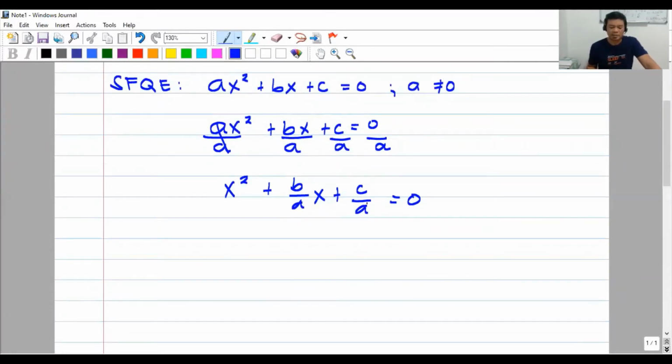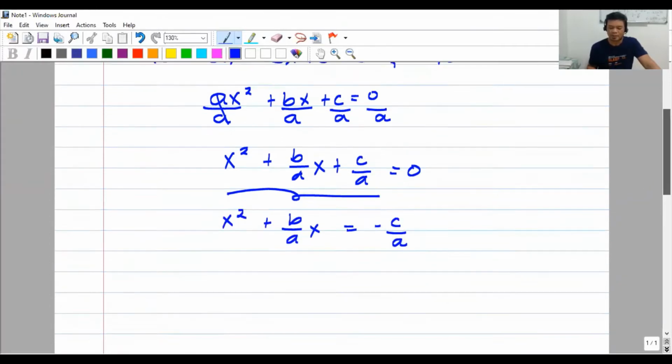Our last term, we assume, is not a perfect square and does not make this a perfect square trinomial. So we eliminate it by moving it to the other side of the equation. In doing so, we have to change the sign of our constant term. So we have x squared plus b over a x is equal to, from positive c over a, when we move it to the other side, negative c over a.